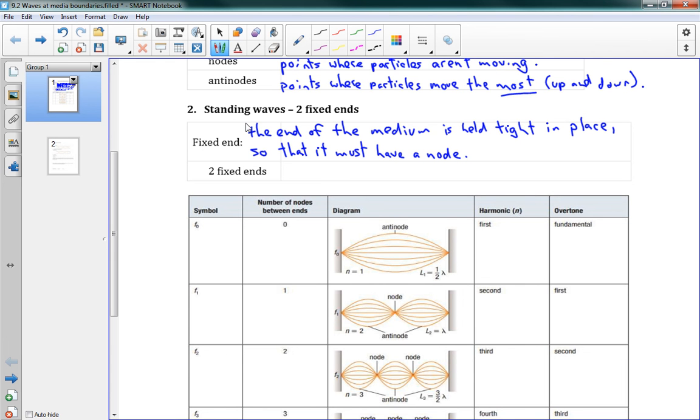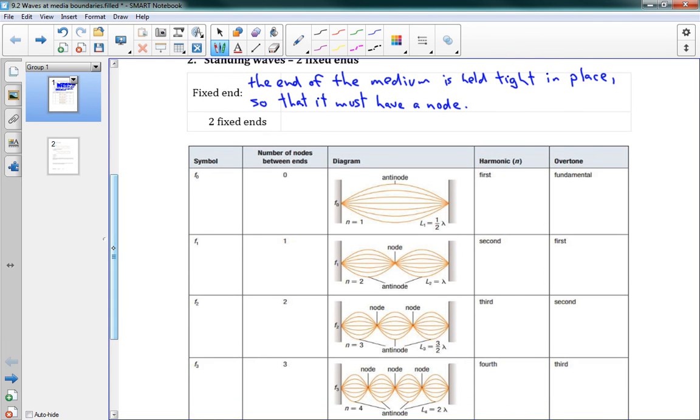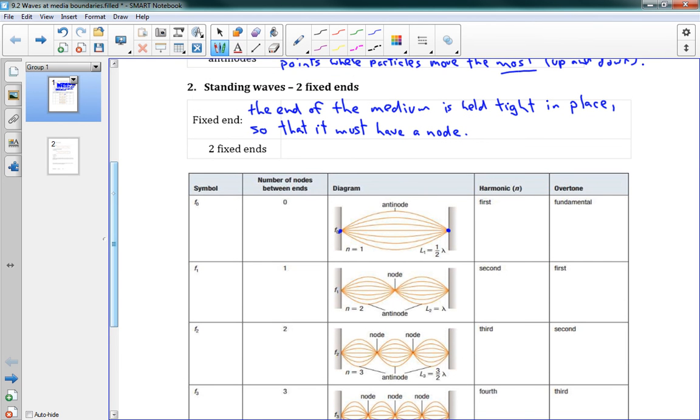So if you look at the pictures below, you can see that the ends of the medium, let's imagine this is a string, and let's say it's attached to 2 fixed points. Maybe it's attached to the wall here, and here. And if they're held in place there, that means that the string needs to stay there, and the only place it can fluctuate is in between. So it needs to have a node at either end. So this is what we mean by having two fixed ends.